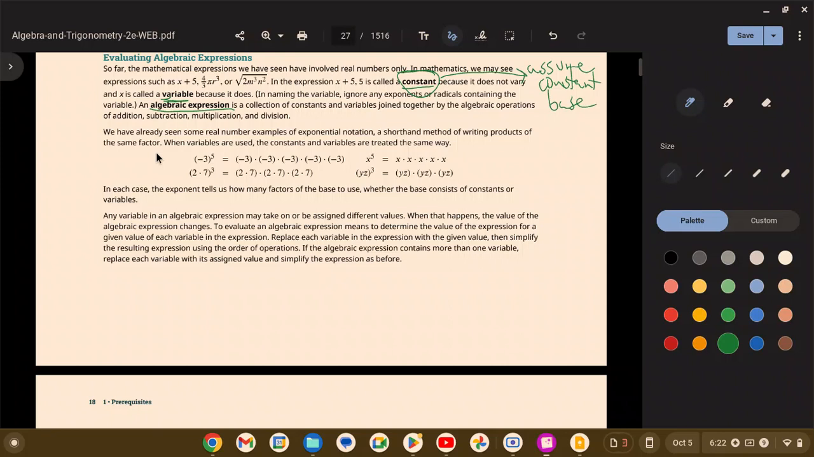To evaluate an algebraic expression means to determine the value of the expression for a given value of each variable in the expression. Replace each variable in the expression with the given value, then simplify the resulting expression using the order of operations. If the algebraic expression contains more than one variable, replace each variable with its assigned value and simplify the expression as before.